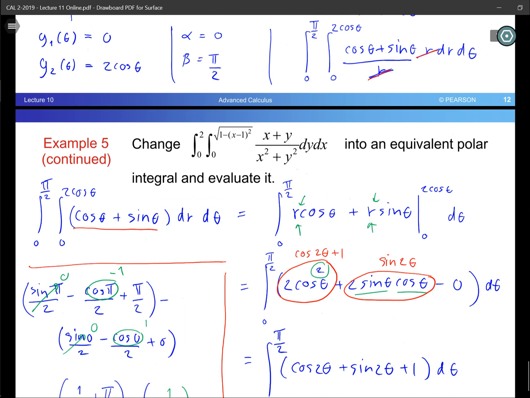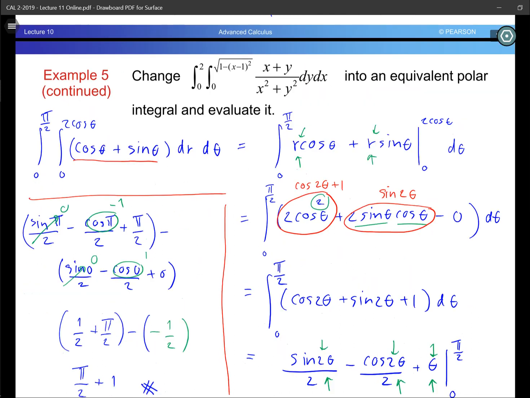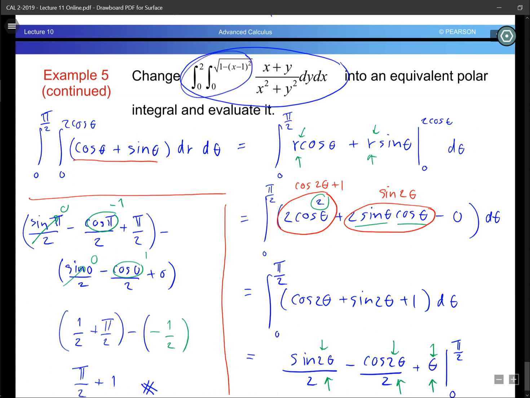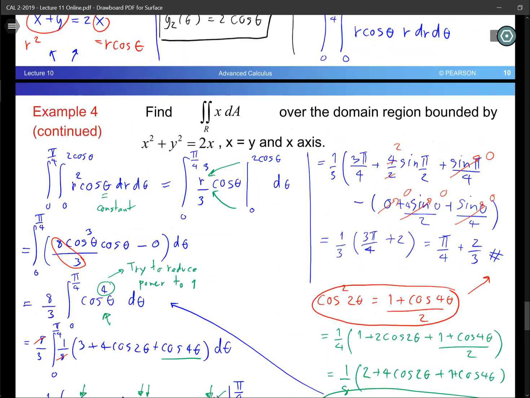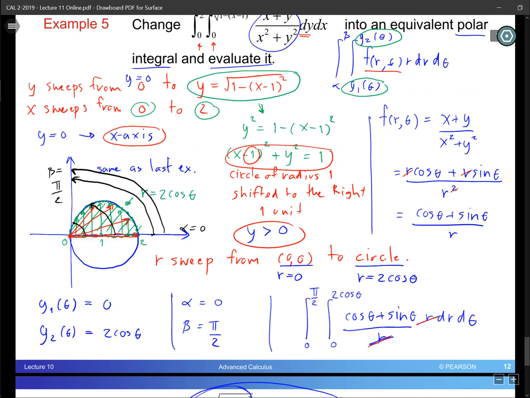So we can see the similarity between example 4 and example 5, except that the only difference is that in example 5 they give you the function and the domain region in the form of the double integration. They give you the domain region right here at the integration sign. For example 4, they give you the domain region right here. But in the end, in terms of computation, it comes out to be the same.